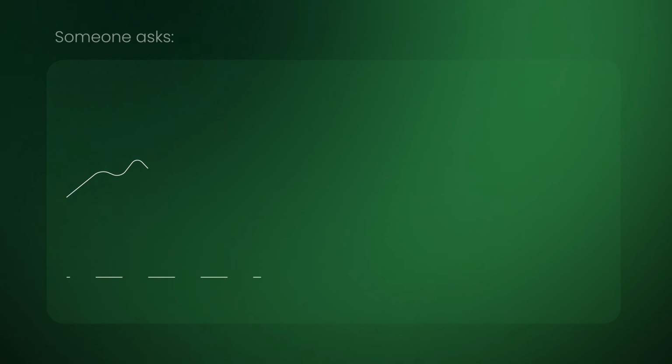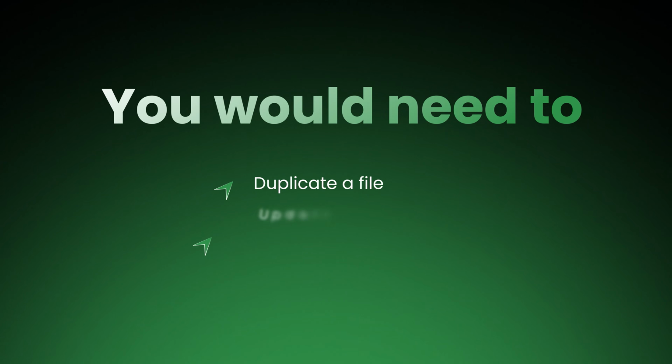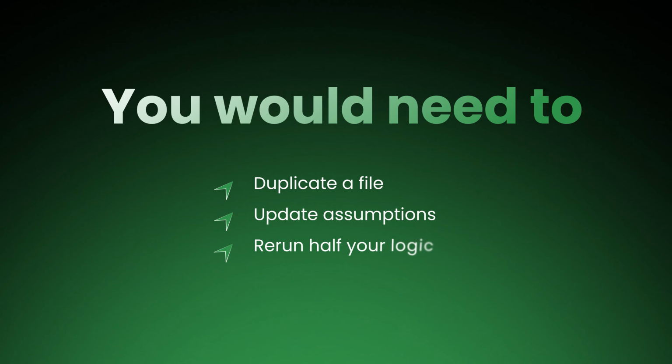Have you ever been in a meeting and someone asks, okay, but what if pipeline drops 10%? And you know the answer is sitting somewhere in your model, but to actually produce it, you'd need to duplicate a file, update assumptions, rerun half your logic, sanity check the rollups, and suddenly, quick question becomes 2 days of work, and while you are rerunning your model, a decision will get made without you.